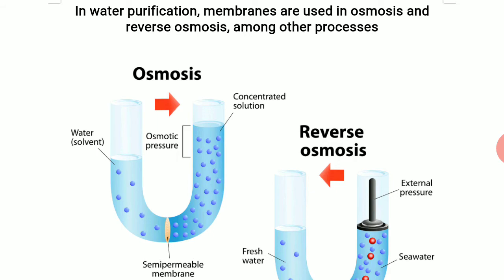A French scientist and cleric, Jean-Antoine Nollet, first observed osmosis in 1748 and coined the term based on the Greek words endosmos and exosmos. Reverse osmosis, in contrast, relies on pressure to force water through a membrane, thus separating water from impurities.